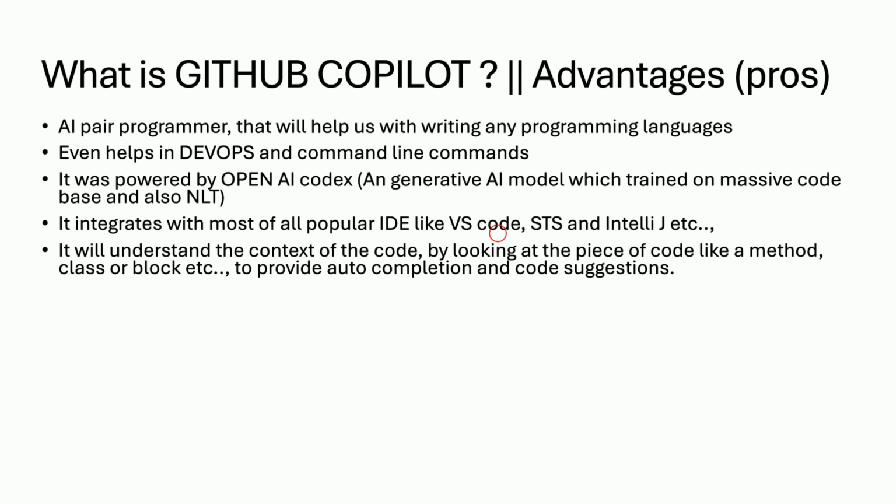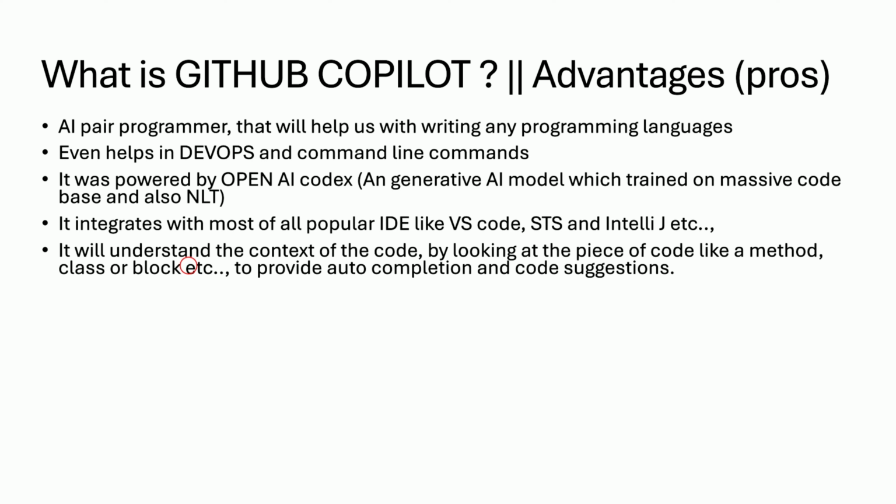Now, how does it work? We know it is powered by OpenAI Codex, but how does it work? For example, if you see this line, it says it will understand the context of the code. That means what is inside the code and what the logic inside the code is. GitHub Copilot will understand that by looking at a piece of code, like a method, class, or block, etc. It will scan that code and provide auto completion and code suggestions.